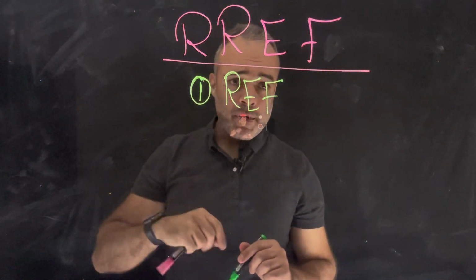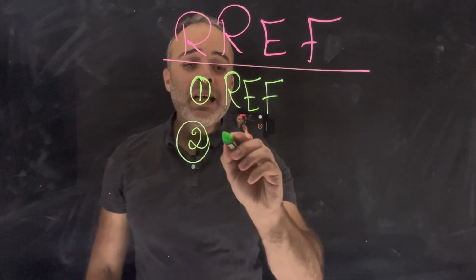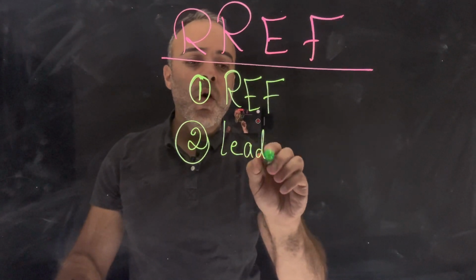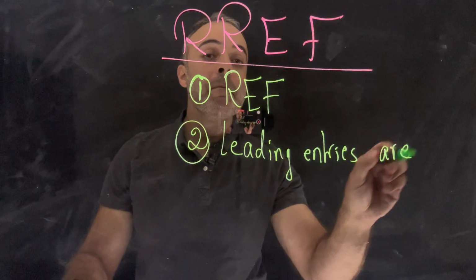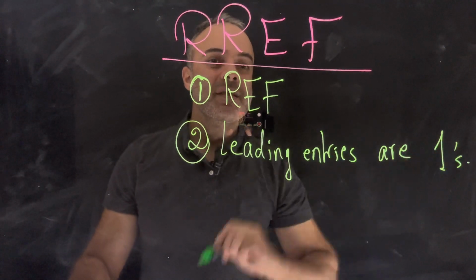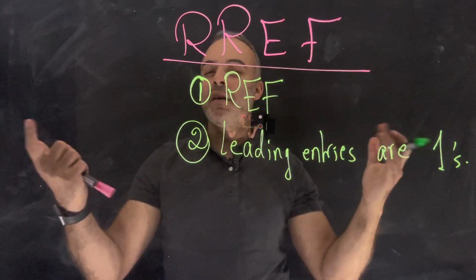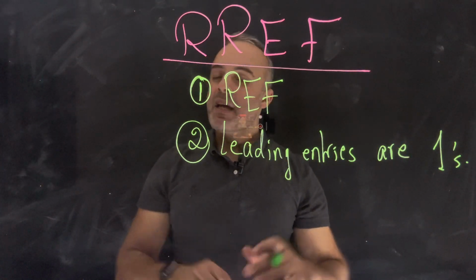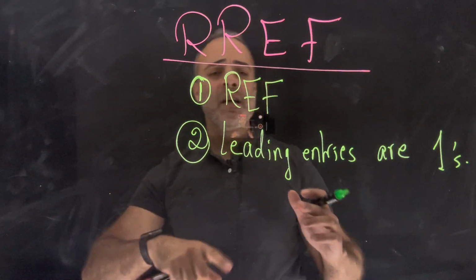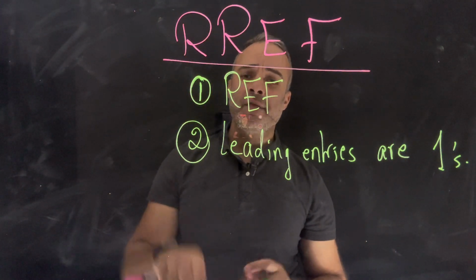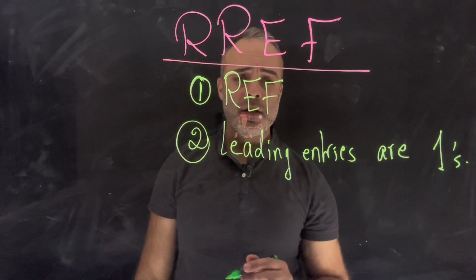Moreover, there are 2 more conditions. Every leading entry, or all the leading entries, must be 1s. So if a leading entry is not 1, it's not RREF. Okay? If the leading entry, let's say, is 10, I have to divide the entire row by 10, for example, in order to convert it into RREF. So this is additional to the REF. That's the second condition.